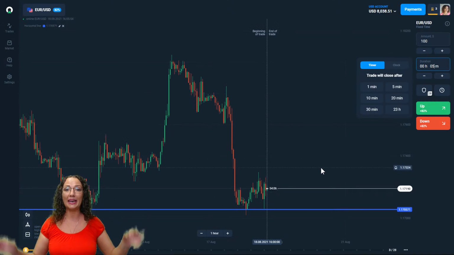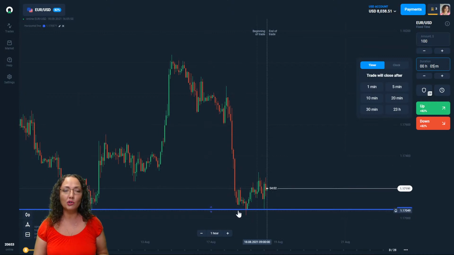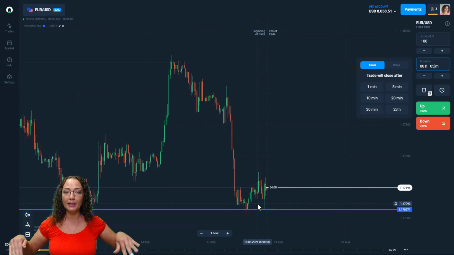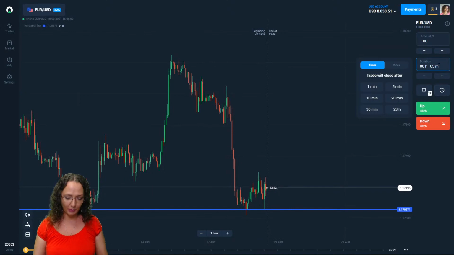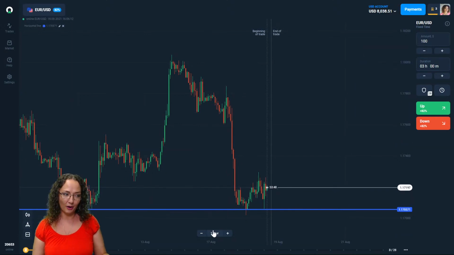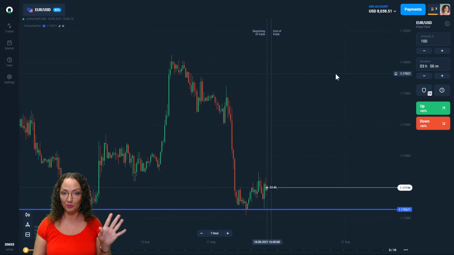So if you see a level of resistance, you would set up a down pending order from the price level. And likewise, if you see a strong level of support, you would set up an up pending order at that price level. Let me go ahead and set this up for 3 hours. So 1 hour time frame, my trade duration is going to be 3 hours.